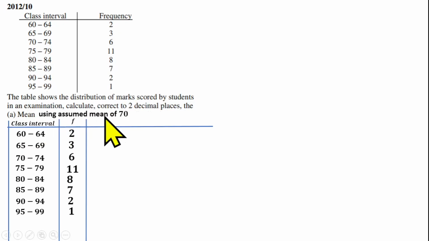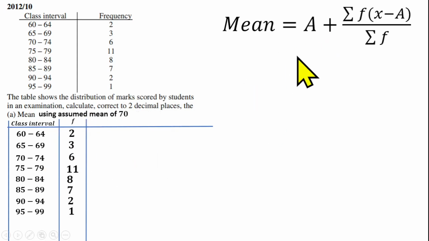I was the one who assumed this mean of 70, because 70 is part of the data from 60 to 99. So I choose an assumed mean of 70. Let's see whether you are going to get the same answer as what we got when we solved this question without an assumed mean. We have the formula for finding the mean using an assumed mean to be this.